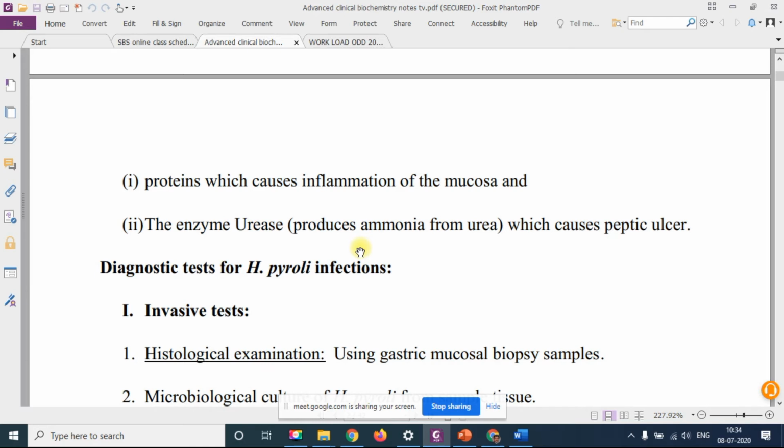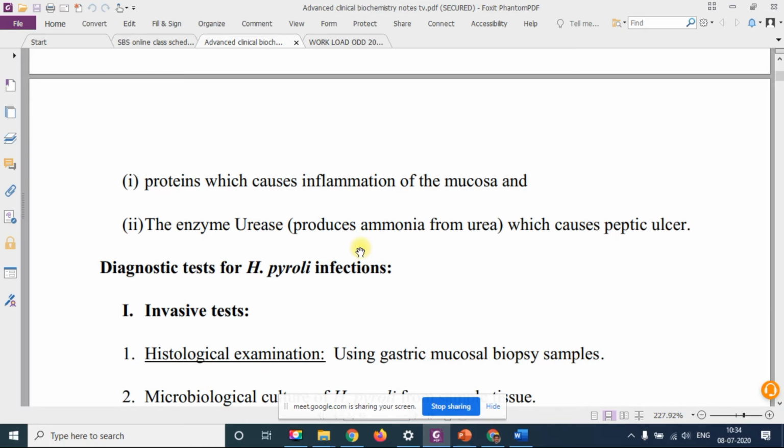The enzyme urease is produced by H. pylori, and this produces ammonia from urea. You can ask the question, sir, how do we have ammonia? Because we have urea in your blood circulation, and it is entering into it.